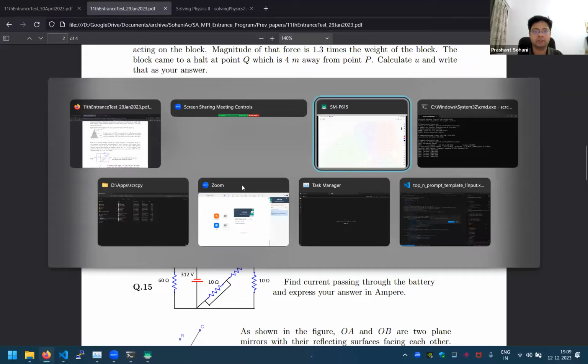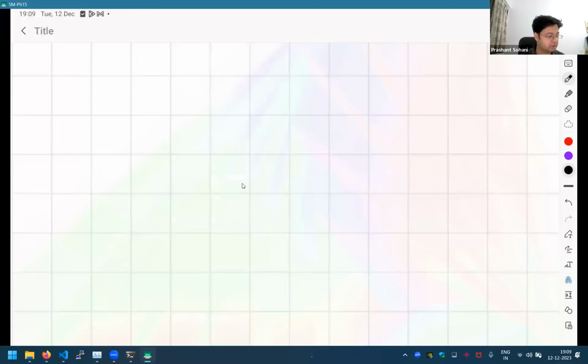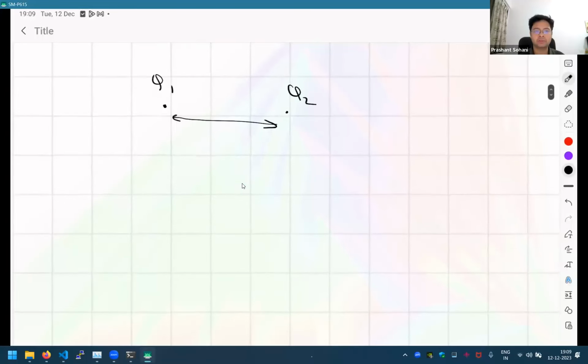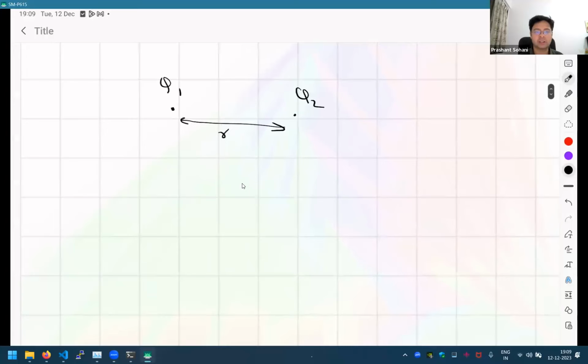I hope everybody knows the formula for how the force between two charged objects behaves. It is the same formula as gravity. If you have a charge Q1 and a charge Q2, then what matters is the distance between them. If I call the distance R, the force is given by the product of the charges upon R square times a constant, Coulomb's constant. Here I'll just show it as capital C.